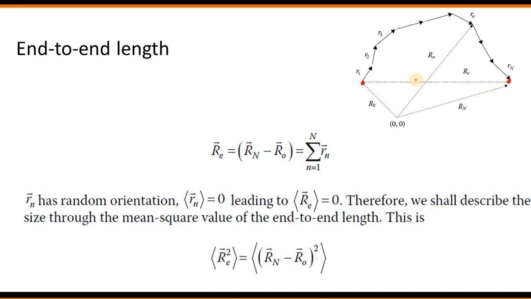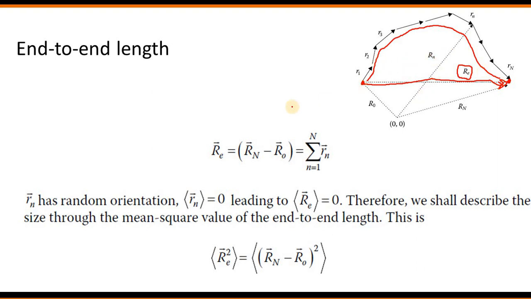Now remember that this is not your contour length, because contour length is when this entire chain is spread out, and that length is obviously going to be more than this end-to-end length, which we denote by RE. RE is the end-to-end length that tells you where the head of the final monomer is and where the tail of the first monomer is. That is your end-to-end length, defined by this particular vector that is drawn here.